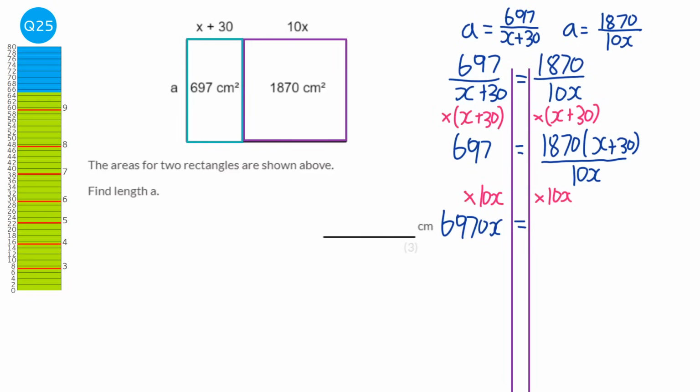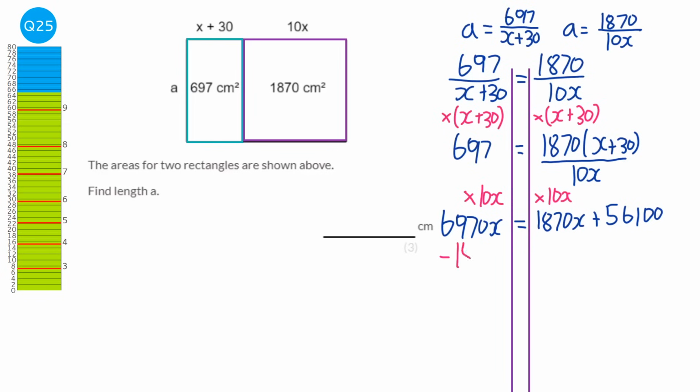So let's expand while I'm here. That would be 1,870x plus, was it 56,100? I believe that's right. Yep. Okay, so now we've got x's on both sides. So we look and see which one is the smaller amount of x, which is the 1,870, and we're going to take that away from both sides.